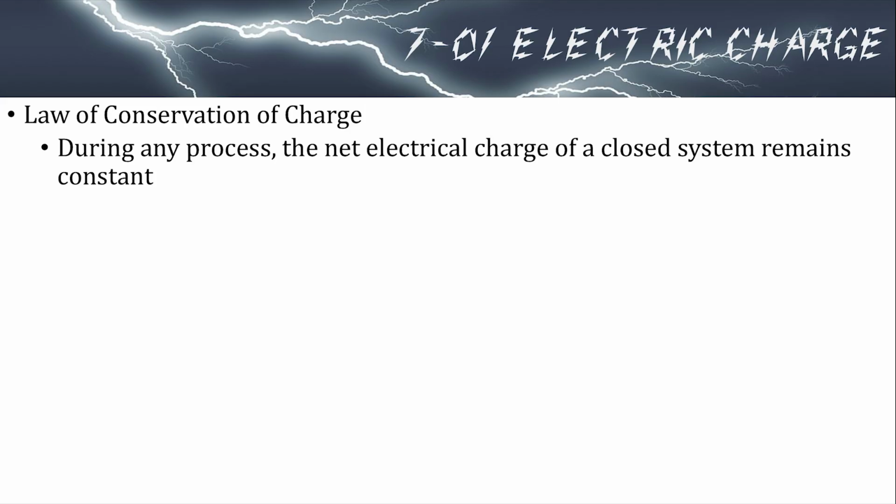We have something called the law of conservation of charge. During any process, the net electrical charge of a closed system remains constant. Closed system means nothing goes in or goes out. So everything stays the same amount inside. So our charges aren't being created or destroyed. For example, if you rub a balloon on your hair, the balloon is going to steal electrons from your hair, which means the balloon gets a negative charge and your hair gets a positive charge, but the total amount of charges stay the same.